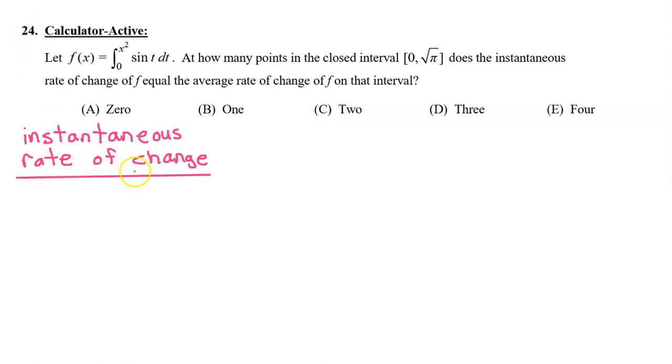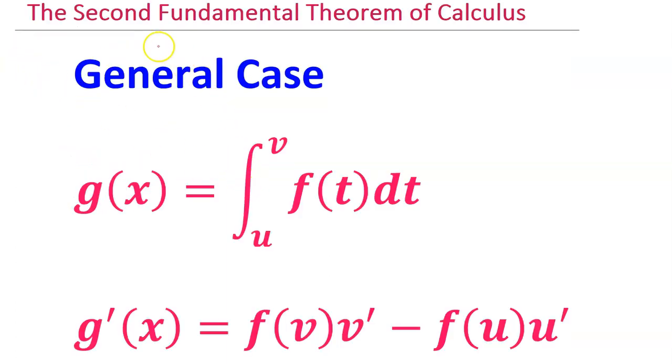The instantaneous rate of change is a long way of saying derivative. So we need to find f prime. But how do we take the derivative of an integral defined function? Well, that's what the second fundamental theorem of calculus is all about. You find the value of the inner function at the upper limit of integration, and then you multiply by the derivative of that upper limit. And then you do minus the value of the inner function at the lower limit of integration times the derivative of the lower limit.